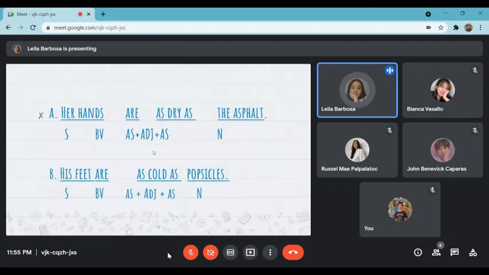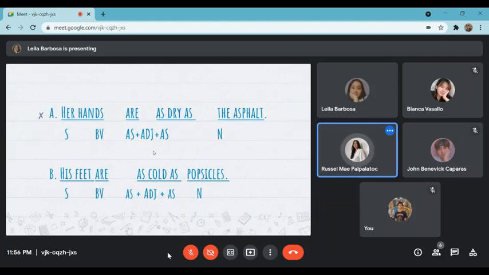Now, who would like to read the first sentence? Ma'am, yes, Russell. The first sentence is: her hands are as dry as the asphalt. Okay, very good. Now, can you please identify the sentence structure of this example? Yes, ma'am. Her hands is the subject, are is the be verb, as dry as is the as plus adjective plus as, and the asphalt is the noun.